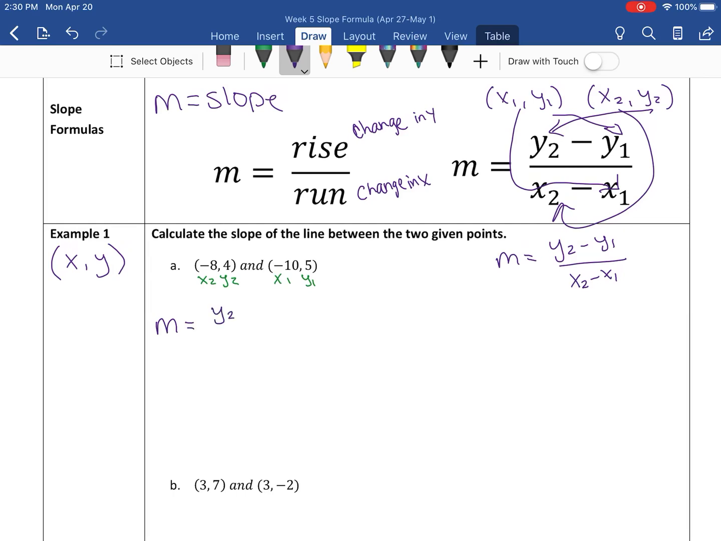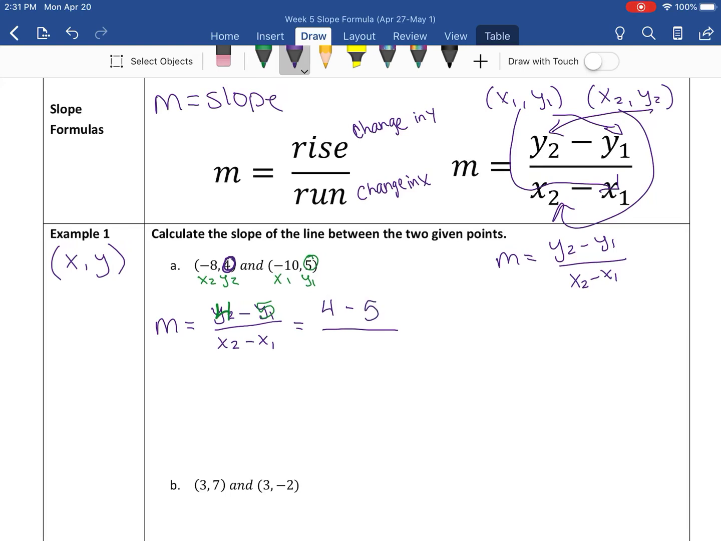So here's our formula, y2 minus y1 divided by x2 minus x1. And this is equal to, well, our y2 is 4. So instead of y2, I'm going to write 4. Okay, and I'm just going to plug those numbers in for the variable. So I plugged in 4 for y2. Well, then y1, looking at our problem, y1 is over here, and y1 is 5. So instead of minus y1, I'm going to write minus 5.